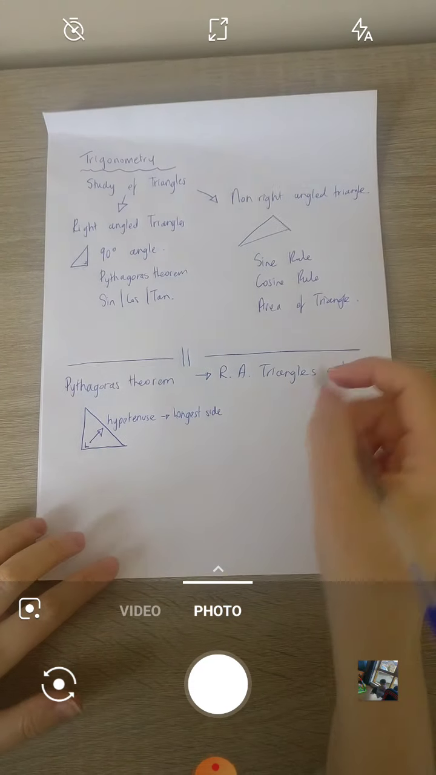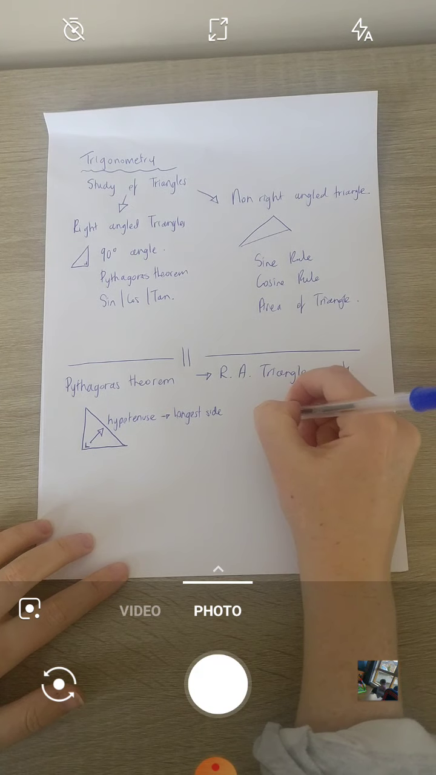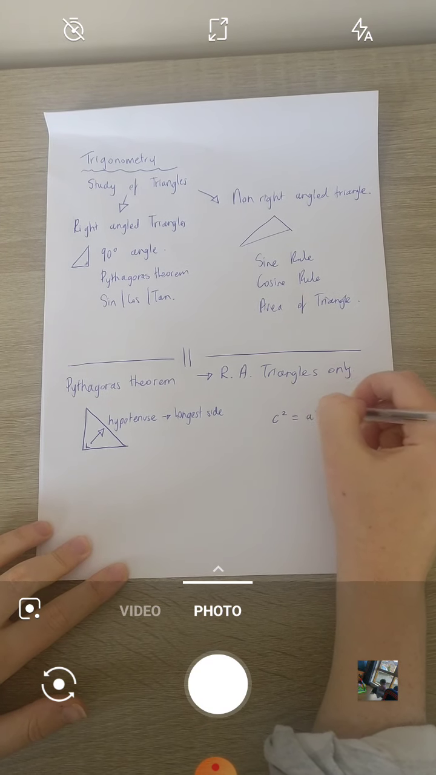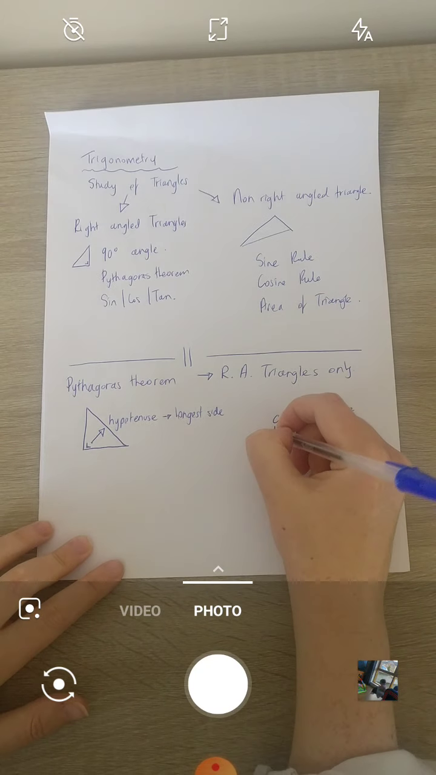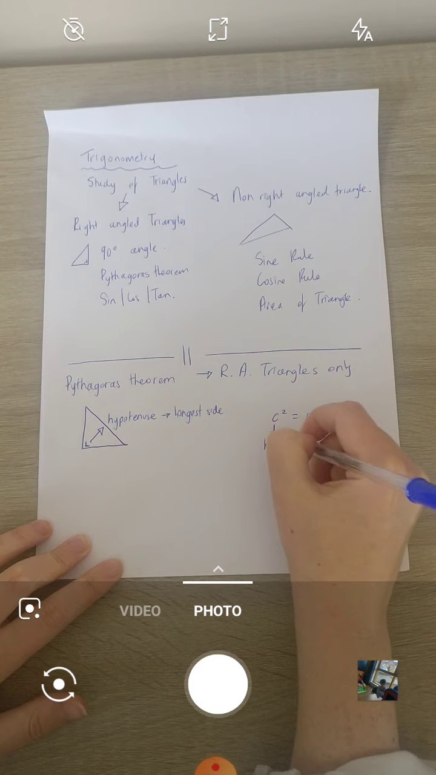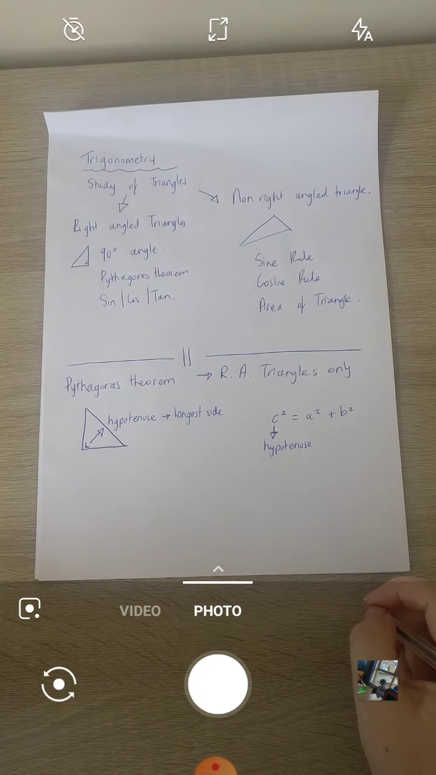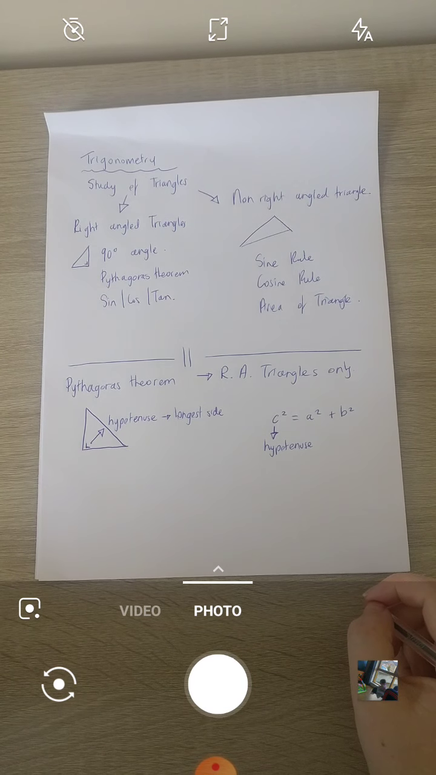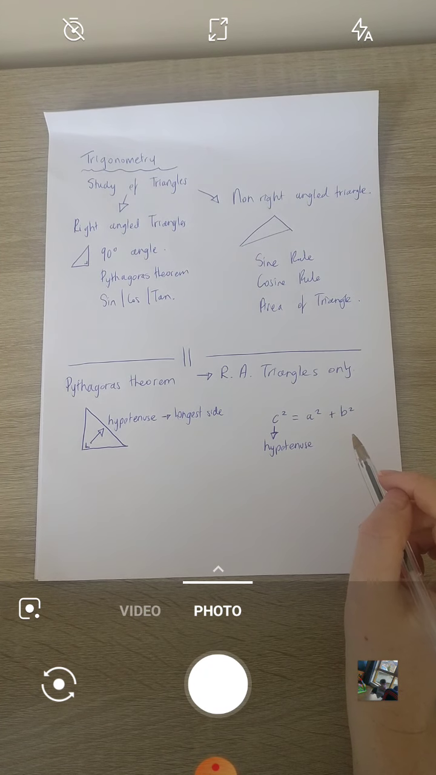Okay, so our Pythagoras theorem is c squared equals a squared plus b squared. Okay, and this c is the length of the hypotenuse. So it's the hypotenuse squared equals the sum of the other two sides squared.